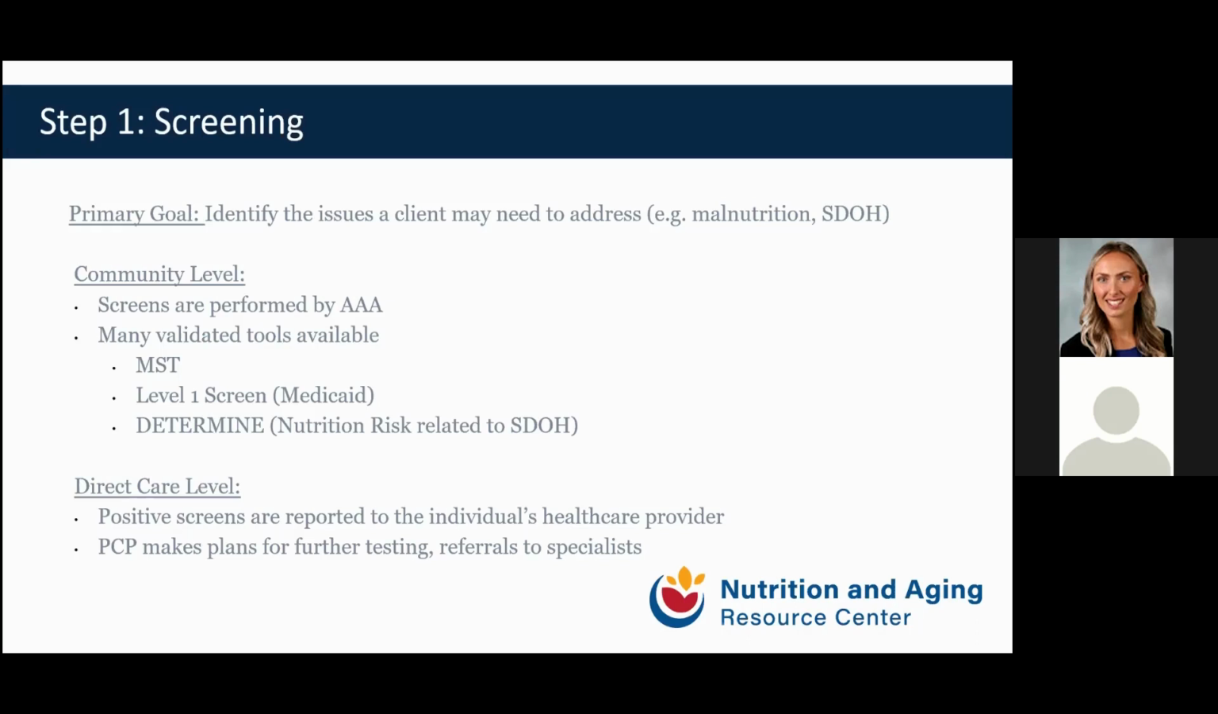There are a number of validated malnutrition screening tools. The MST, which is the malnutrition screening tool, is one of them. It's quick and easy. It has 2 questions. And one area agency on aging in Maryland, MAC Incorporated, uses this, and we have it in our toolkit. Should a positive screen occur, AAAs need to establish a process to notify the person's healthcare provider and communicate with them any community-based interventions that the individual may need and may be securing from your agency or another community-based organization.